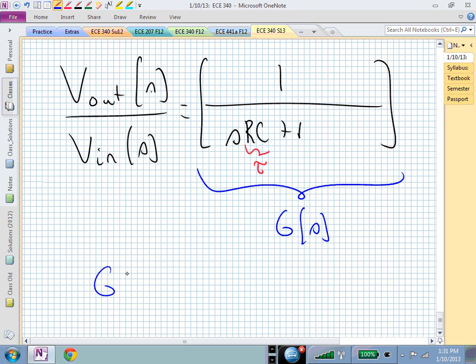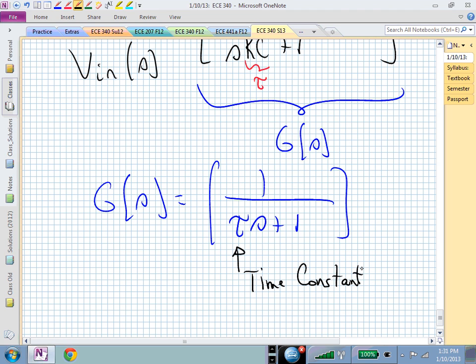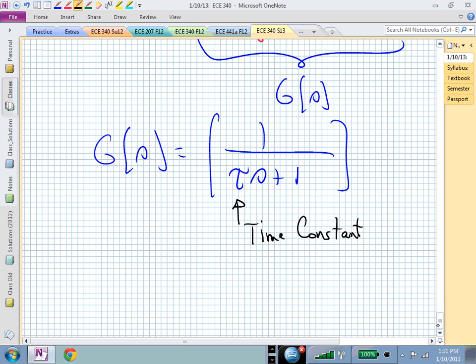And maybe that's what somebody else saw when I said a low-pass filter. Maybe they said, oh, I see this transfer function, G of s, which is just 1 over tau s plus 1, where this tau is a time constant. That's now the transfer function.